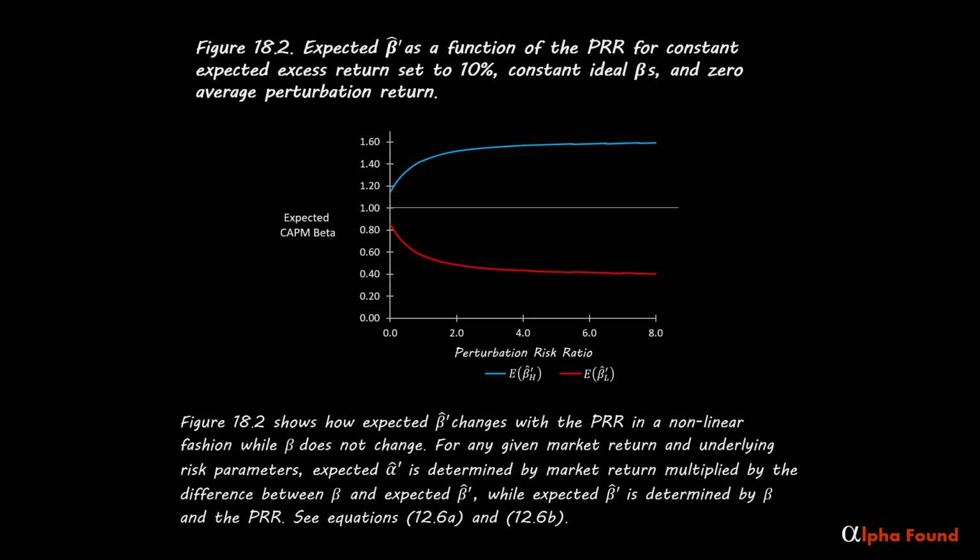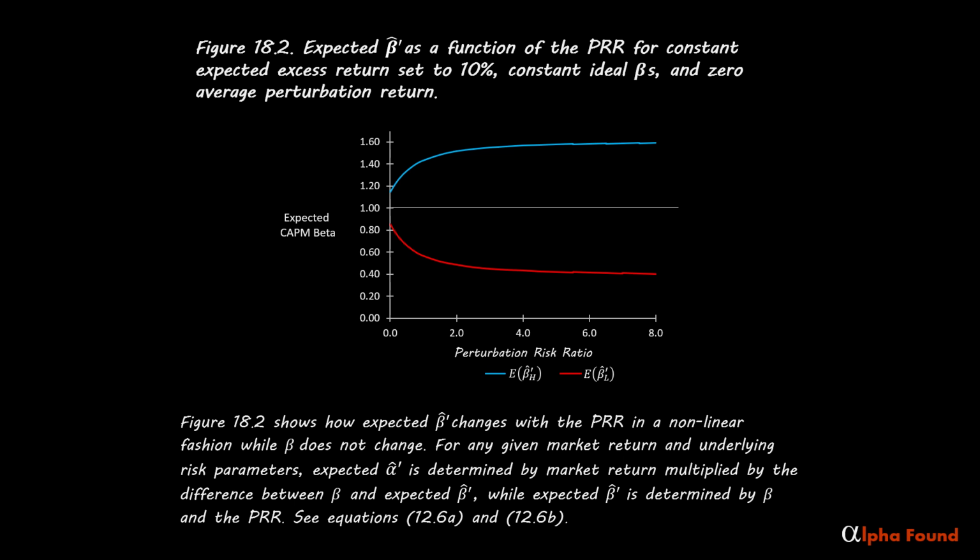Figure 18.2. Expected CAPM beta as a function of the perturbation risk ratio for constant expected excess return set at 10%, constant ideal betas, and zero average perturbation return. Just as with expected alpha in Figure 18.1, Figure 18.2 shows how expected CAPM beta changes with the perturbation risk ratio in a nonlinear fashion, while ideal beta does not change.